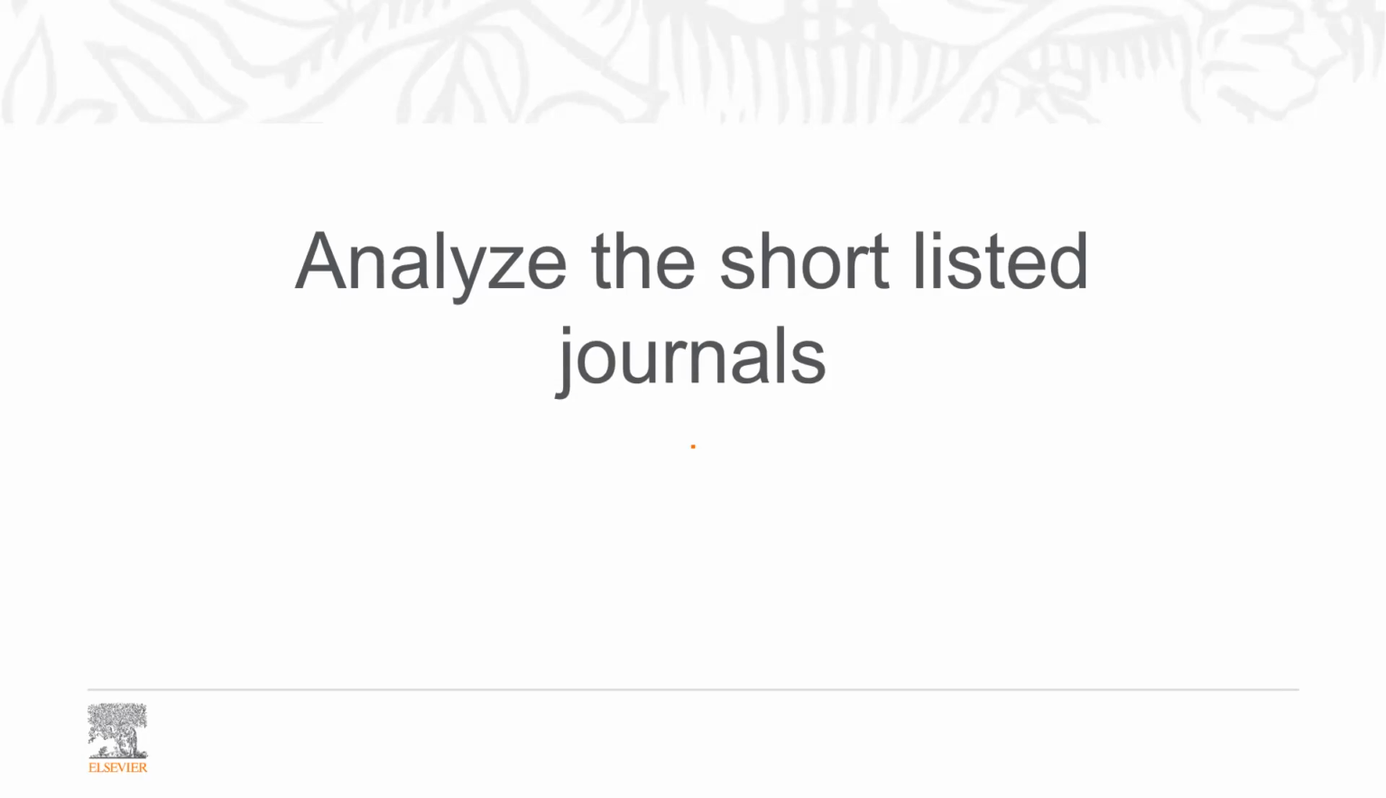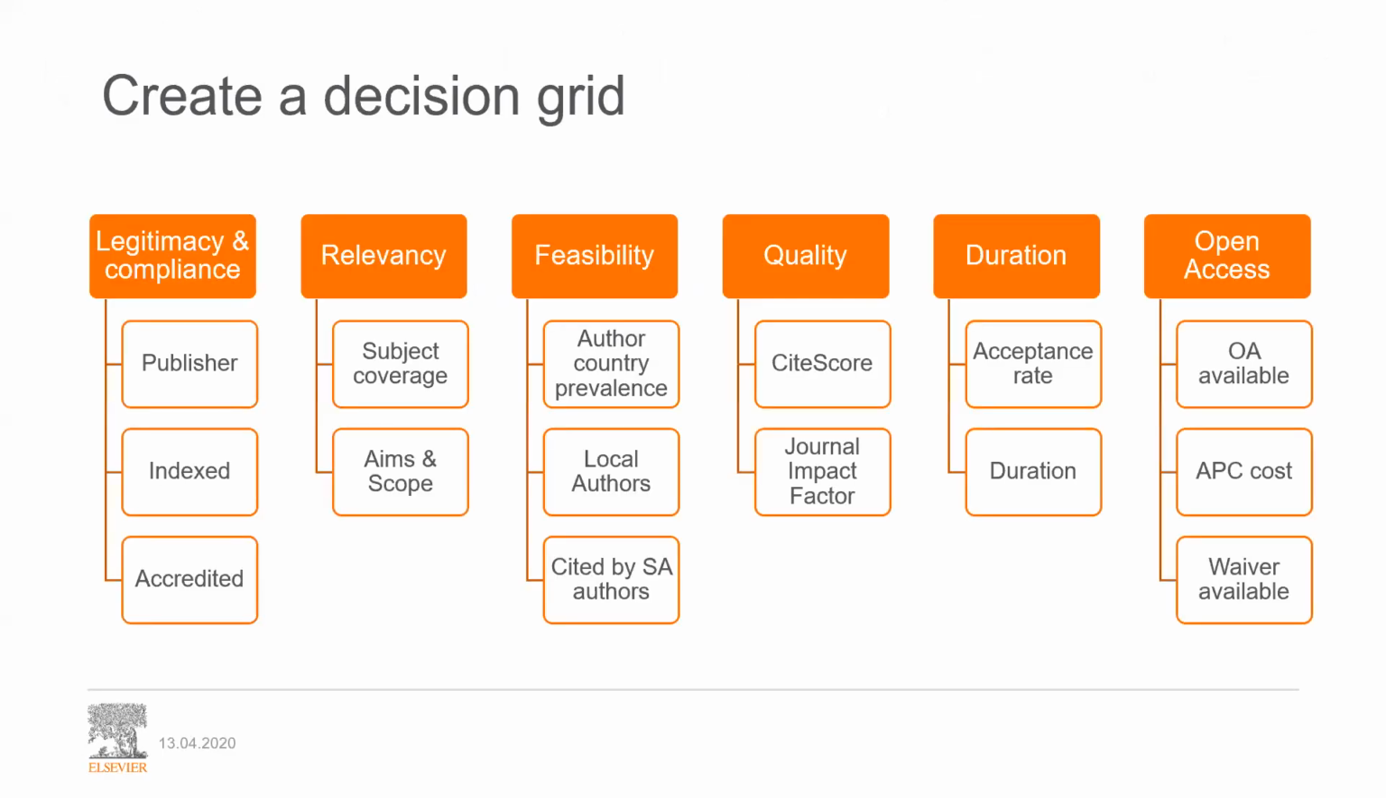Now the next step, now that you've got your shortlist, is to analyze the shortlist based on this decision grid. And there are many things that you take into consideration when you select a journal. So this looks overwhelming, but we'll do it one by one. So you have to think about the legitimacy and the compliance of the journal. You know, what is the status and the quality of the publisher? Is the journal indexed? Is it accredited? In some countries, you have accreditation, so only publications in certain journals are accepted.